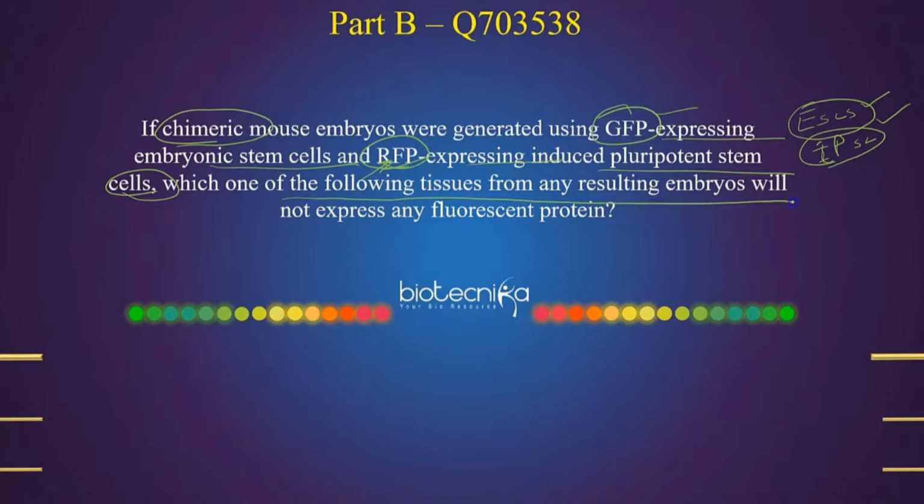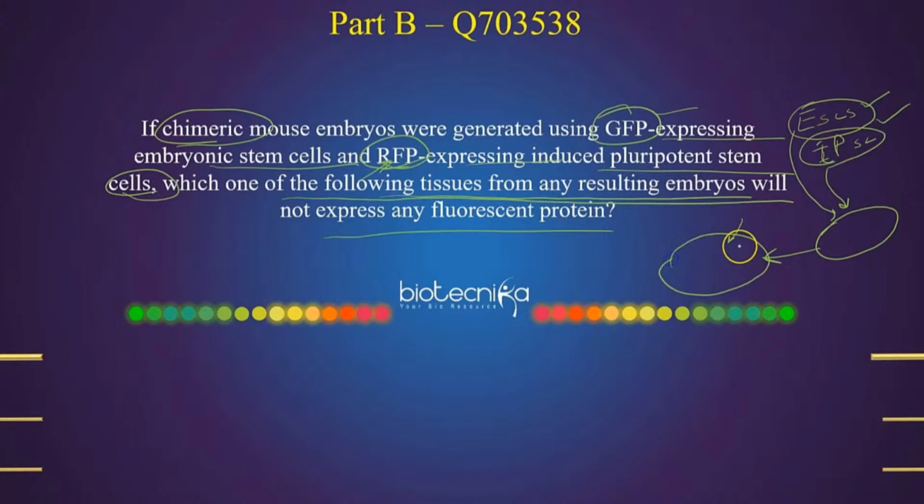Which one of the following tissues from any such resulting embryo will not express any fluorescent protein? If you are making an embryo taking these stem cells, then they should be able to produce any cells of the body. So if these embryos are raised into proper animals, which organ will not contain any fluorescence? Not containing fluorescence means those cells will be made from another source, not from embryonic stem cells and induced pluripotent stem cells.